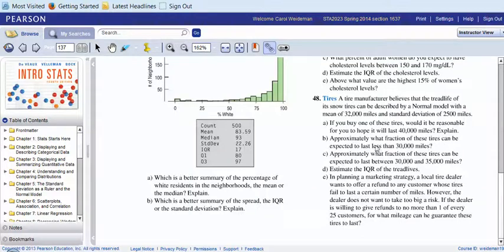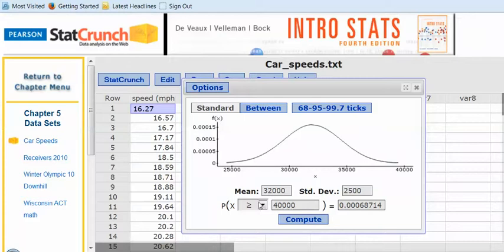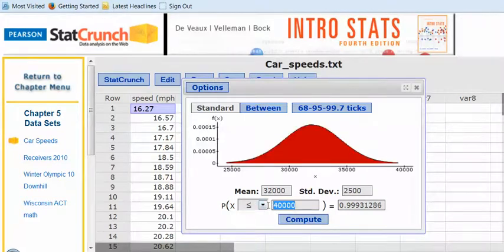Approximately what fraction of tires can be expected to last less than 30,000? Okay, so now we want a less than, and we're going to go ahead and change this to 30,000. So what proportion are expected to last less than 30,000? About 21.2%.